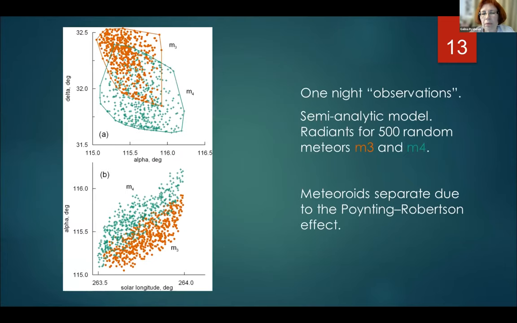But the previous pictures were for the whole period of observations. What happens when we observe only one night? This is only for one night. If it is one night, the beginning and end are the same for both kinds of particles, but they should be shifted. Why? Because of the Poynting-Robertson effect. This was checked.